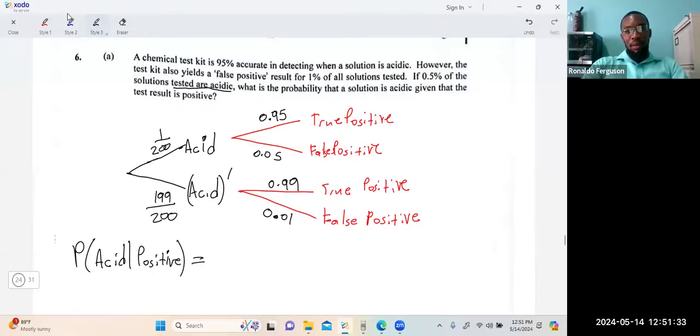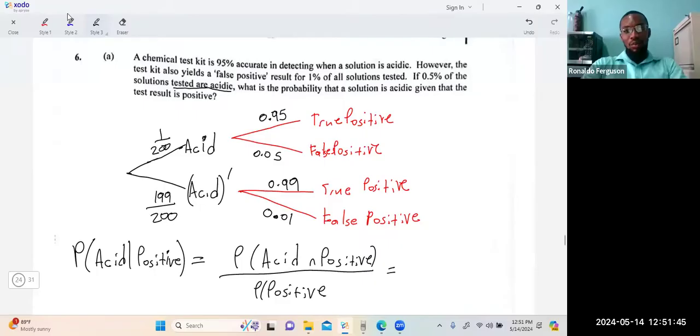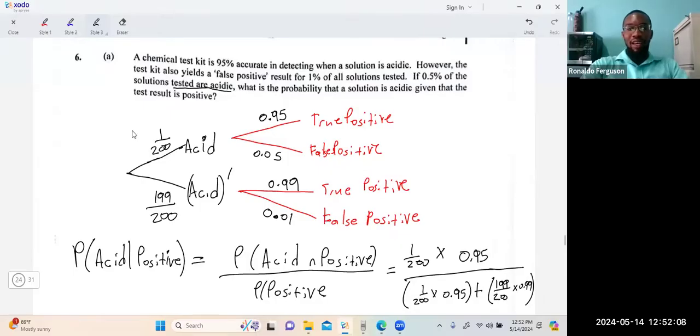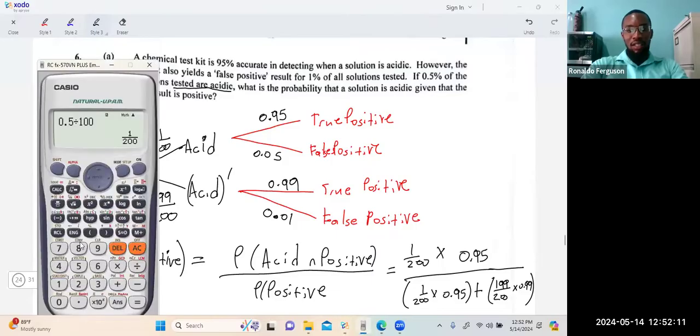In that case, this is conditional probability. It's acidic and positive over the probability of being positive. Acidic and positive is 1 over 200 times 0.95. Being positive is 1 over 200 times 0.95 plus 199 over 200 times 0.99. I know you're probably wondering why I mixed up fractions and decimals together. I really don't know.